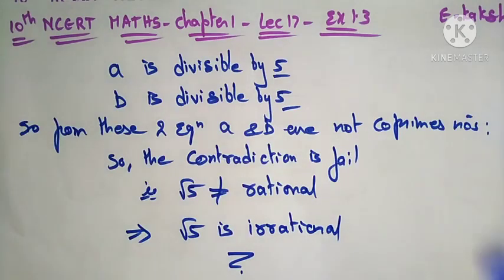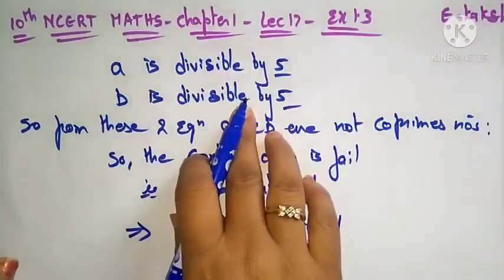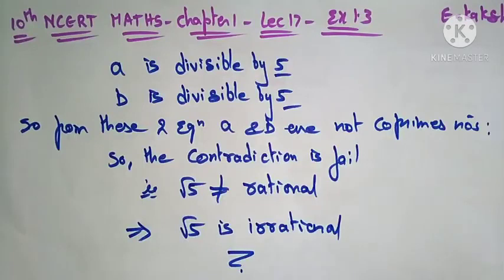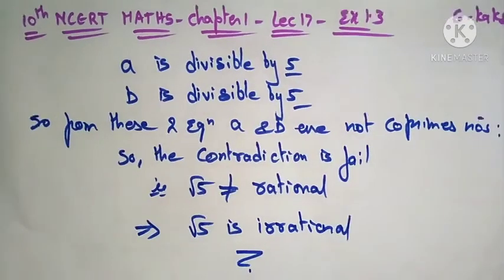How did you prove that? By a is divisible by 5 and b is divisible by 5. Both numbers are divisible by 5, which means they have common factors. Whenever they have common factors, they are not co-prime numbers. If they are not co-prime numbers, then the number is an irrational number. So this is one example.